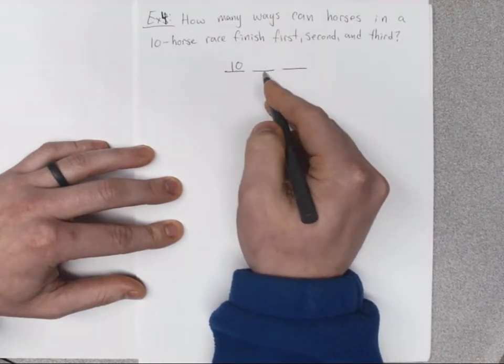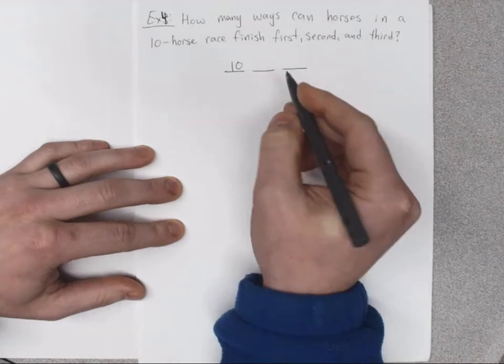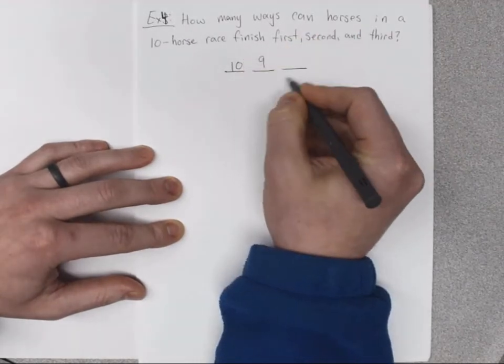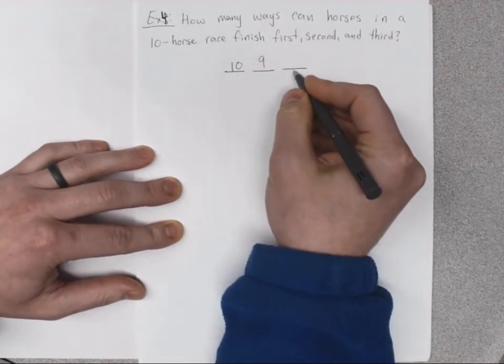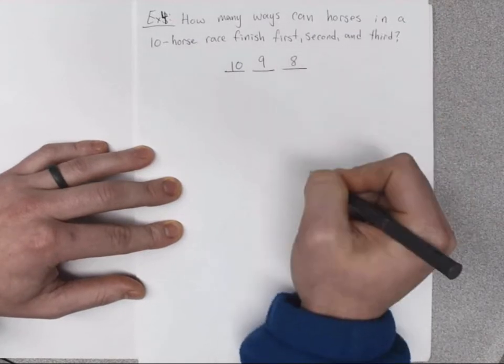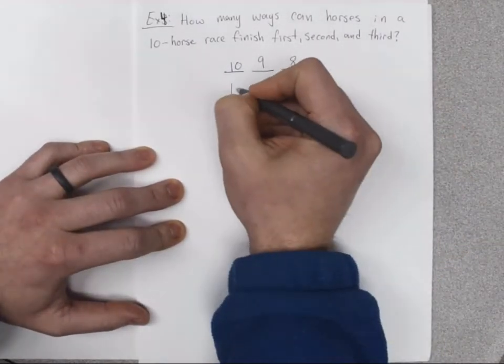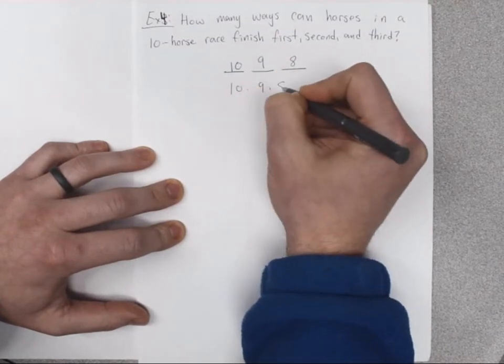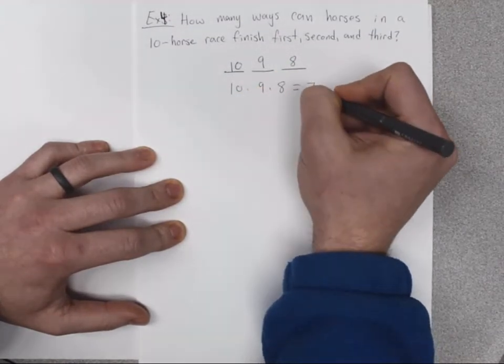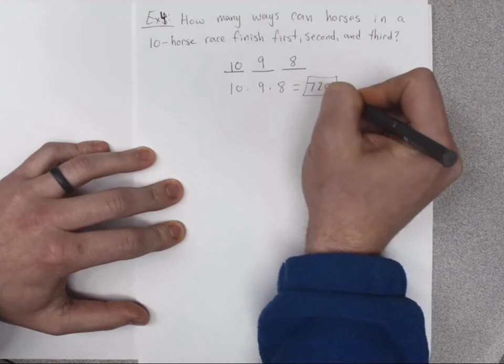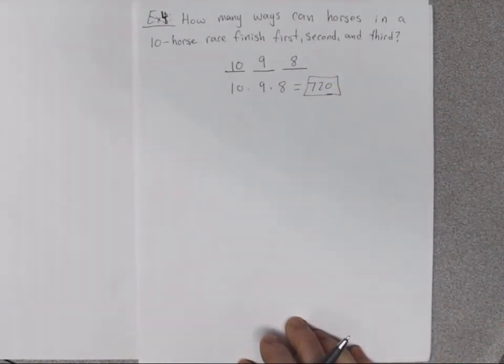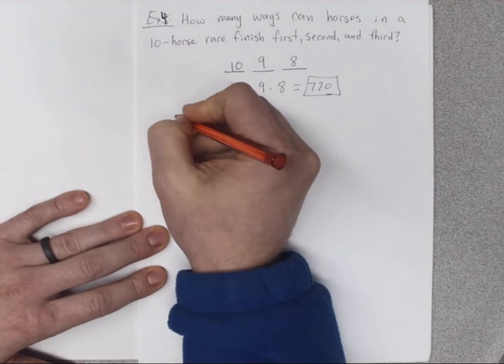So someone finishes first. How many are left to finish second? 9. Then how many are left to finish third? 8. And that's all we care about here in this example. So you multiply these together, 10 times 9 times 8, and you get 720. All right, so this is where one of the terms I mentioned at the beginning is coming into play. It's called permutations.